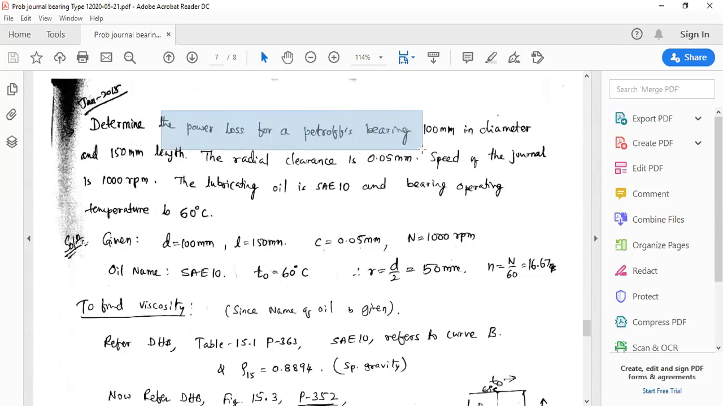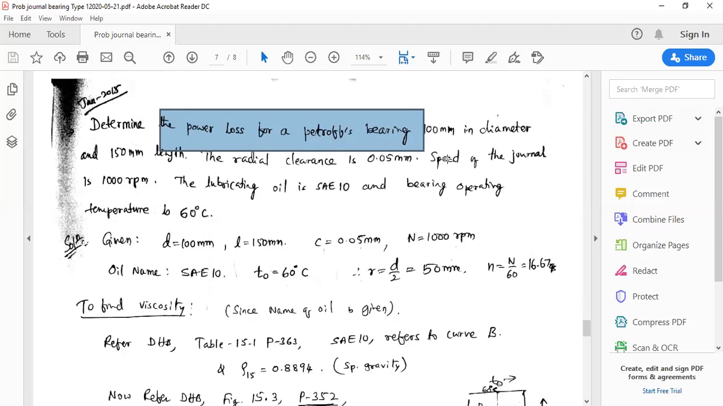So if you see all the questions related to this first kind of problem, either you will be asked to calculate the coefficient of friction or heat generated, heat dissipated, whether the artificial cooling is required or not. And in some cases you will be asked to calculate only power loss. So here, power loss for a Petrov's bearing.